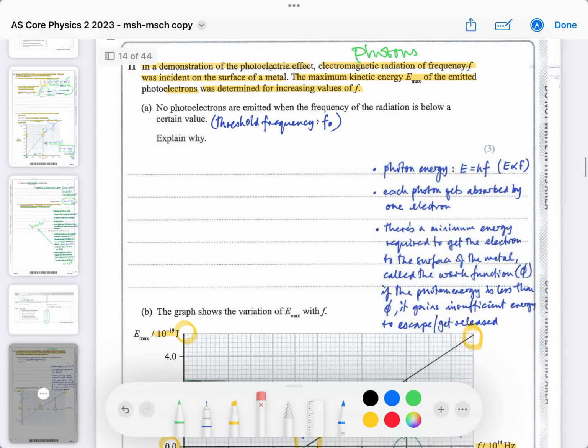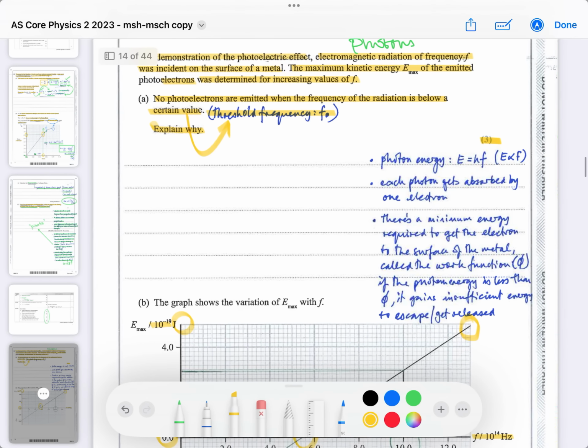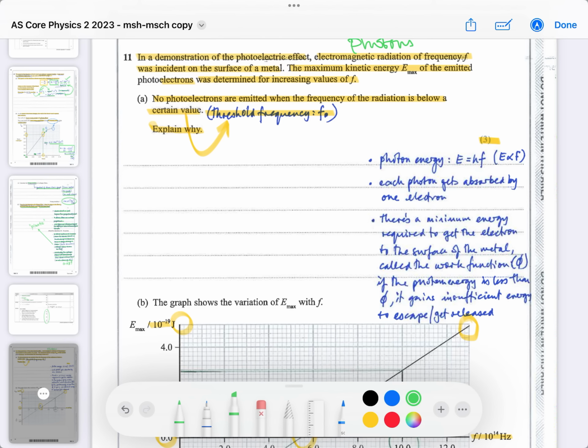All right, so what's the question going to ask us? No photoelectrons, it says. No photoelectrons are emitted when the frequency of the radiation is below the threshold frequency, we call it. A certain value, they call it, because they didn't want to give you the term that you should know. Okay? Can you explain why? So another one, which is qualitative. You don't have to be able to do this in maths, but you do need to be able to get used to doing this in physics, and you've got to talk like this.